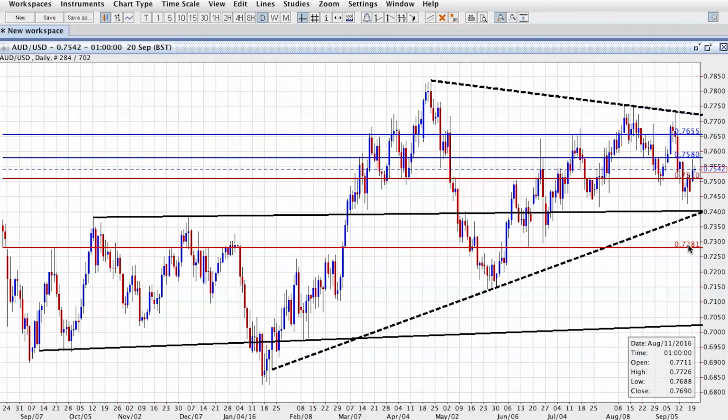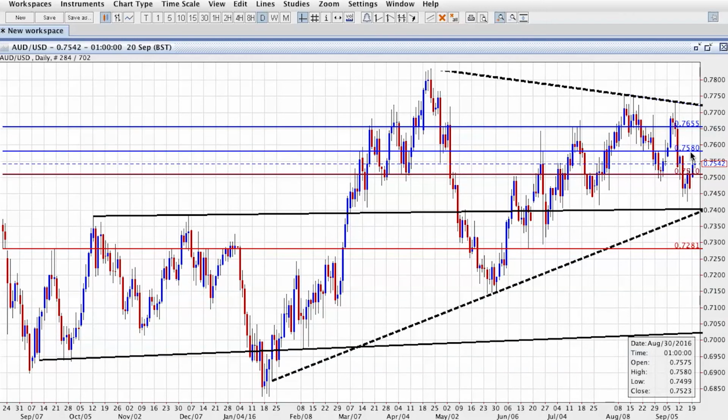If we have a look at the upside, it's that old area 75.80. It needs to break back above there. Yesterday we just fell shy of moving back into there. We need to go back in there and close, and then we've got that old area 76.55 that it would need to take out and look comfortable, and then break that key trend line.